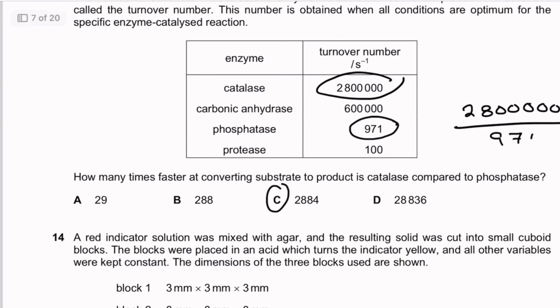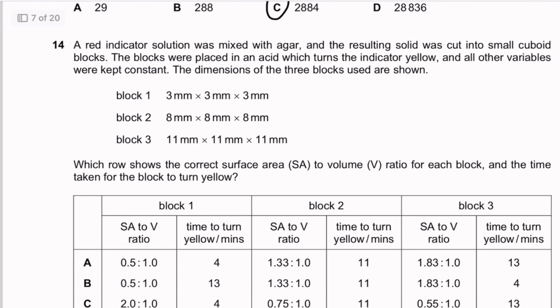That will be C. Okay, a red indicator solution was mixed with agar, and the resulting solid was cut into small cuboid blocks, and the blocks were placed into an acid which turns yellow.